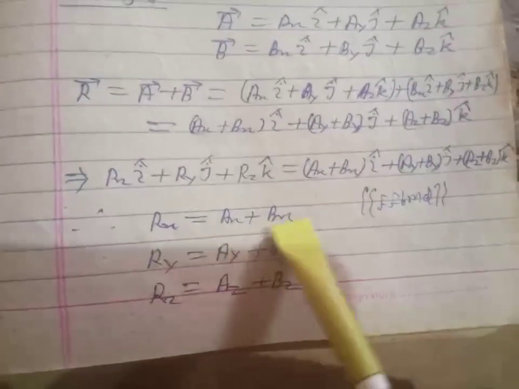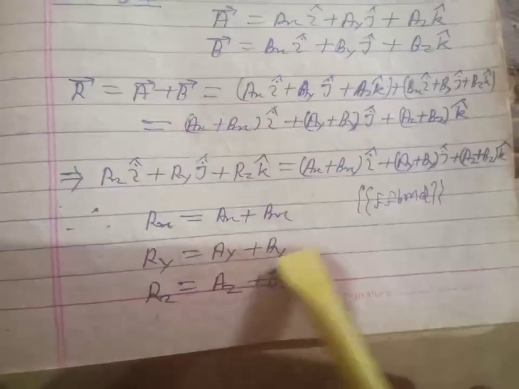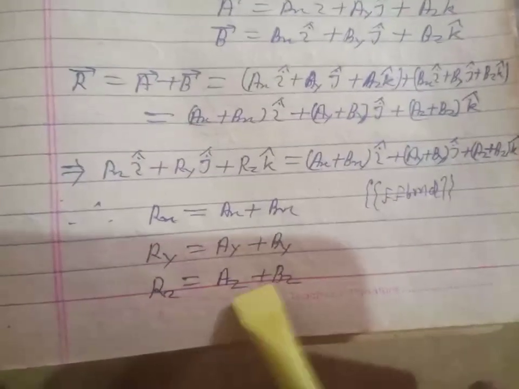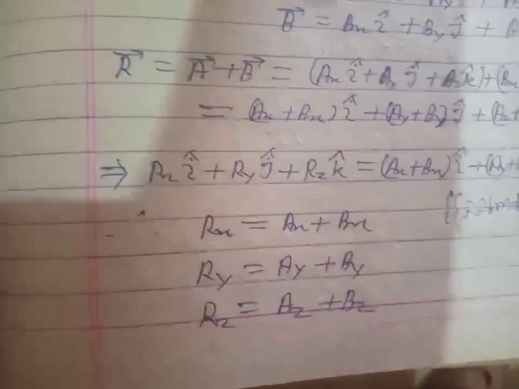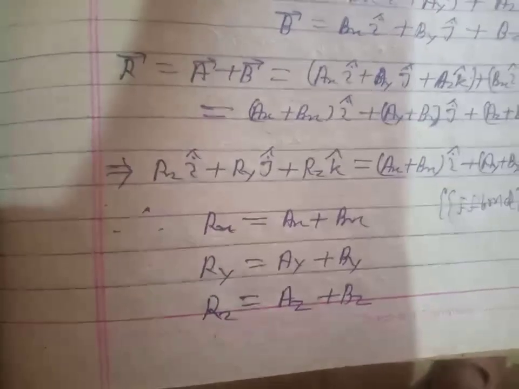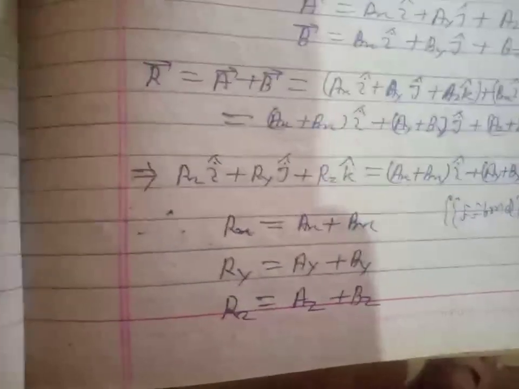Hence rx equals ax plus bx, ry equals ay plus by, and rz equals az plus bz, where rx, ry and rz are the components along the x, y and z directions of the resultant vector.